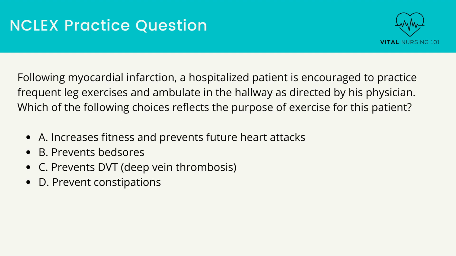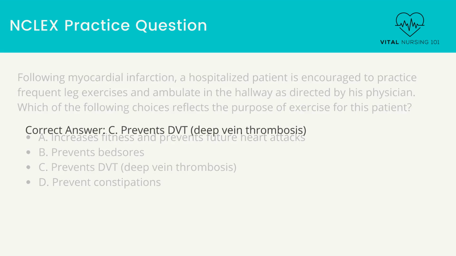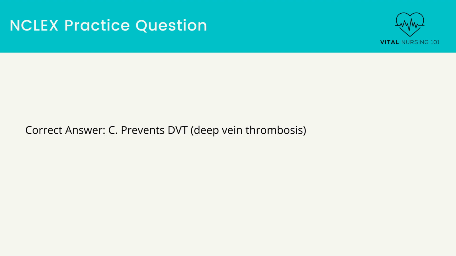Following myocardial infarction, a hospitalized patient is encouraged to practice frequent leg exercises and ambulate in the hallway as directed by his physician. Which of the following choices reflects the purpose of exercise for this patient? A. Increases fitness and prevents future heart attacks. B. Prevents bed sores. C. Prevents DVT, deep vein thrombosis. D. Prevents constipation. The correct answer is prevents DVT.